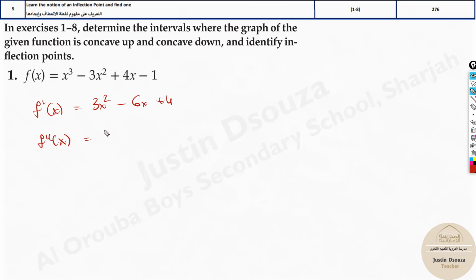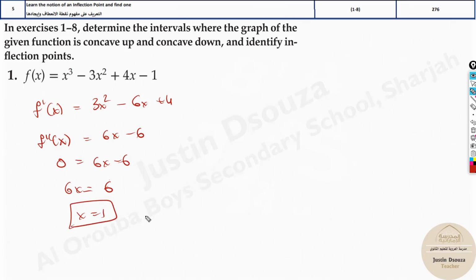So f double prime of x would give us 6x minus 6. Equate the double derivative to 0, then we get the inflection point. It will be 6x equals positive 6. This minus 6 becomes positive and goes to the other side. I have written 6x first. x will be 1. This is the inflection point.